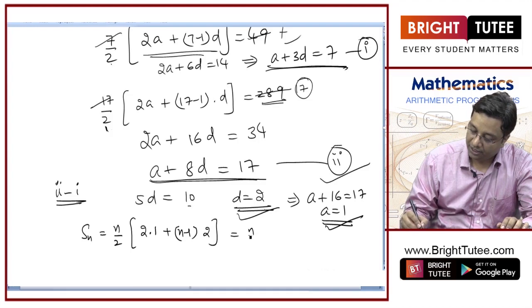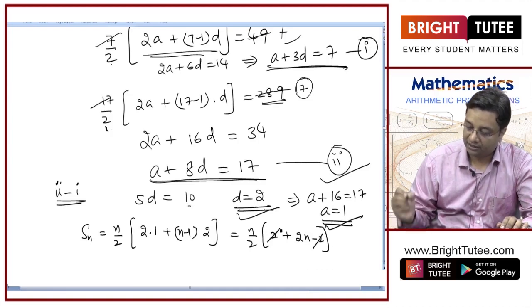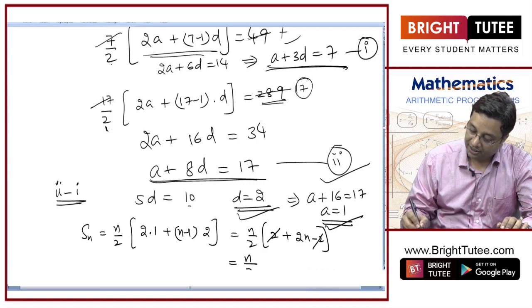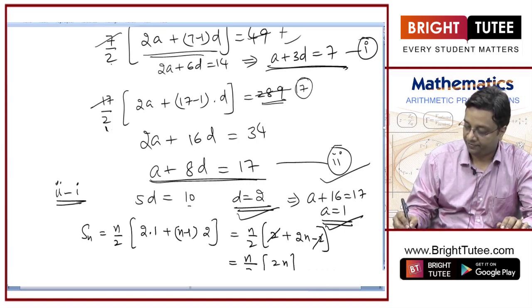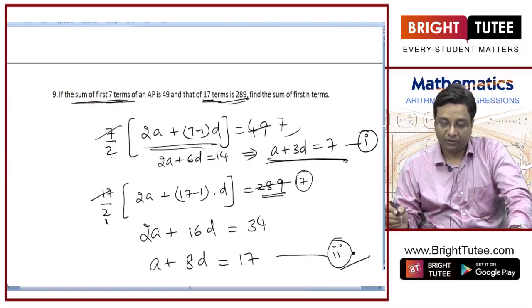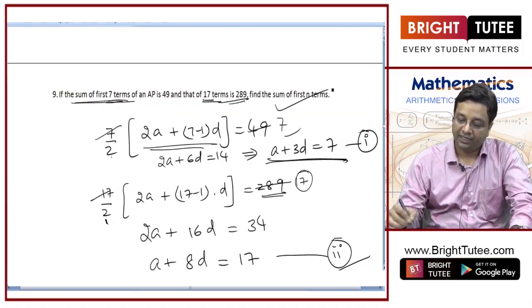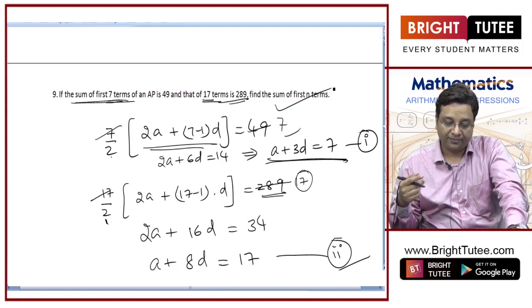So it will be equal to n by 2, 2 into 2 plus twice of n minus 2. This 2 gets cancelled here. So we can write it as n by 2 into 2n, right? So this is equal to n square. So the sum of n terms of this AP is n square, right?